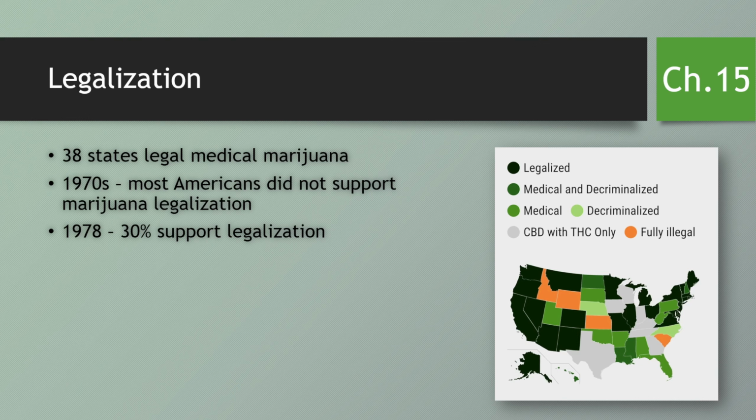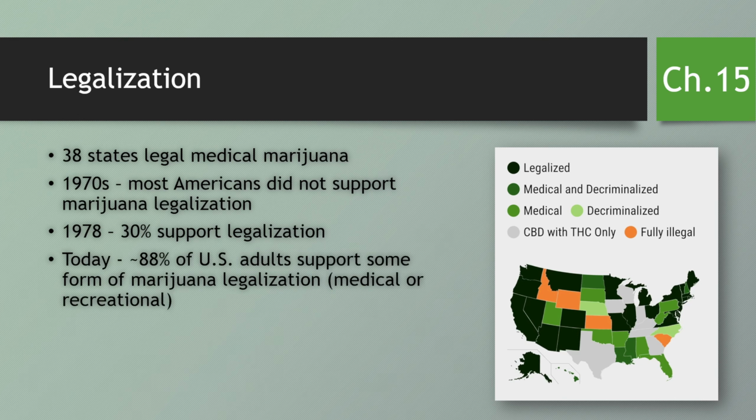By 1978, though, support had risen to about 30%. And today, almost 88% of US adults support some form of marijuana legalization, either for medical use or for recreational or full legalization. So this has definitely changed over the last few decades, where we've come to a point where most people tend to be under the mindset of legalizing it for one purpose or another. And you can see the US, based on this graph, is pretty indicative of those relationships.